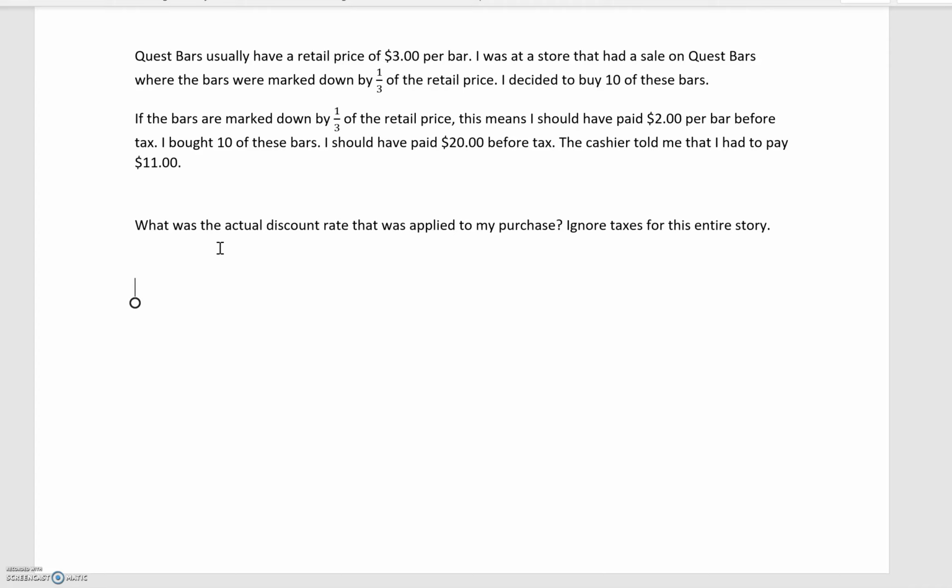If the bars are marked down by 1/3 of the retail price, this means I should have paid $2 per bar before tax. I bought 10 of these bars. I should have paid $20 before tax. The cashier told me that I had to pay $11. Now, bear in mind, in the story, I don't remember what was my tax rate with where I bought these Quest bars. I don't remember the actual amount that I paid. I just know that it was a lot less than $20. So I'm just using $11 for the estimate in this story.